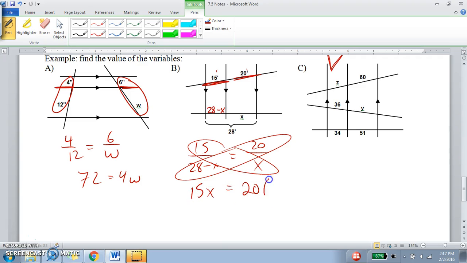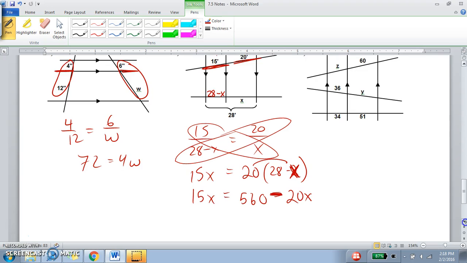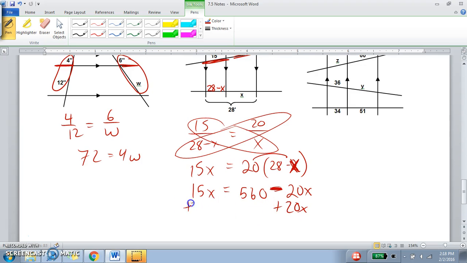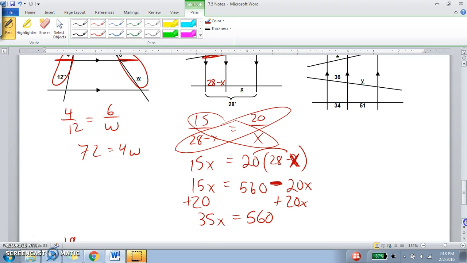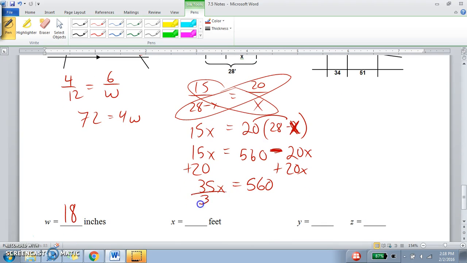15X equals, we have to remember to distribute the 20. Oops, minus X. So we have 15X equals 20 times 28. It's 560. And then minus 20X. When we add 20X, we get 35X. 560 is left on the other side. And finally, when we divide by 35, we get that X equals 16.